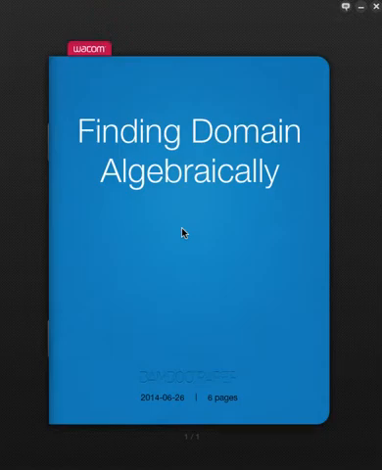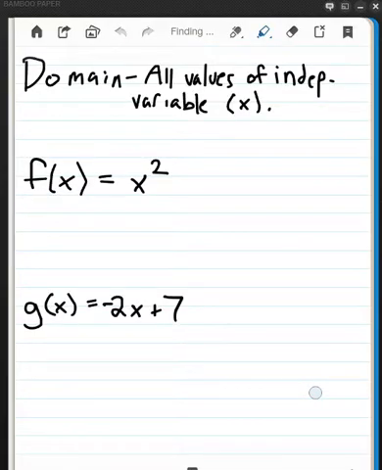Hello, and today we're going to learn how to find the domain of a function algebraically. Let's first remind ourselves that the domain of a function is all the values of the independent variable. We usually call that x, and for today's video, all of them are going to be called x. So we're looking for every single value that's possible for the x variable. So let's look at our first example here.